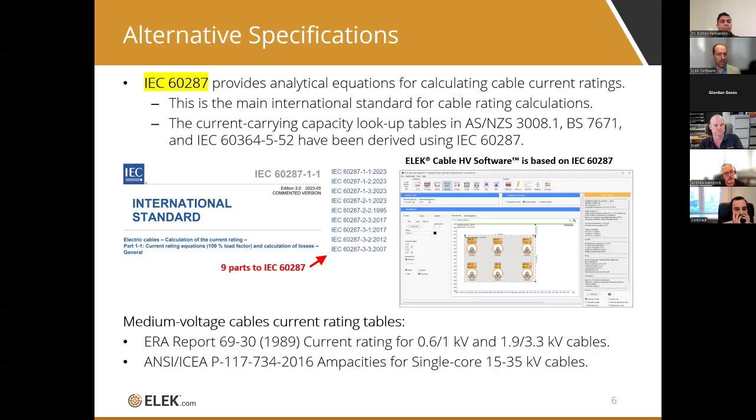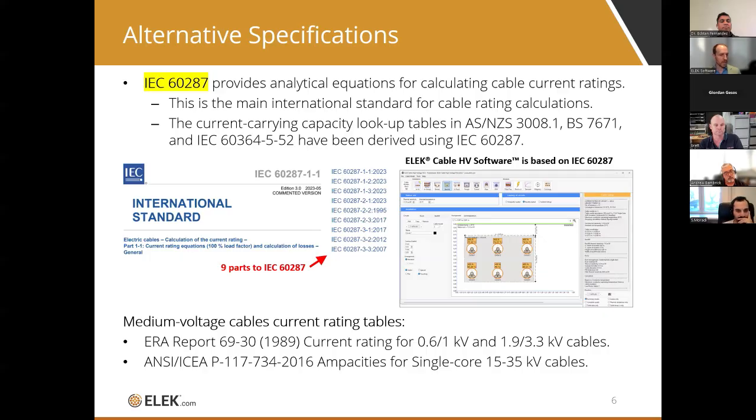So to do those sort of calculations, if you had a situation that was outside of the conditions covered by those low voltage standards, or if it's a very important installation of low voltage cables, I would recommend that you use a software package that's based on IEC 60287, like our Elect Cable HV software.